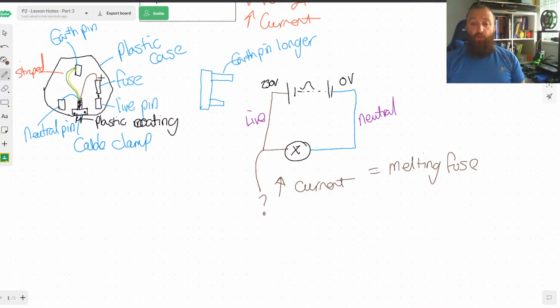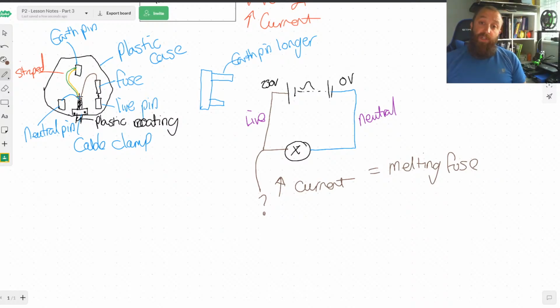If we connected the neutral up to it and not the live feed, if anything went wrong, the fuse wouldn't melt. So the electricity would carry on flowing into the appliance, or it could be somebody being electrocuted, or into something else, which could then risk a fire. Because it doesn't actually have to be somebody being electrocuted. It could be that it's connected to something else.